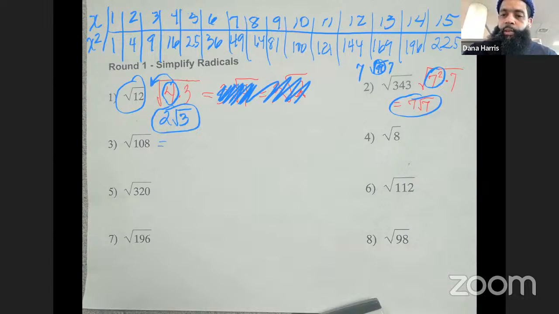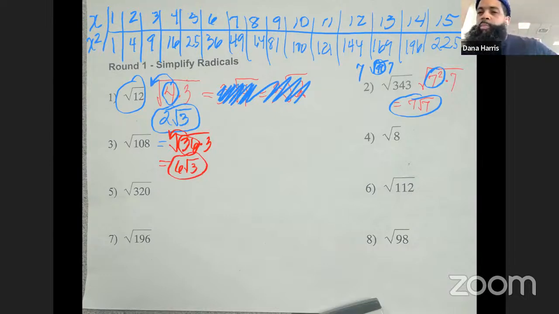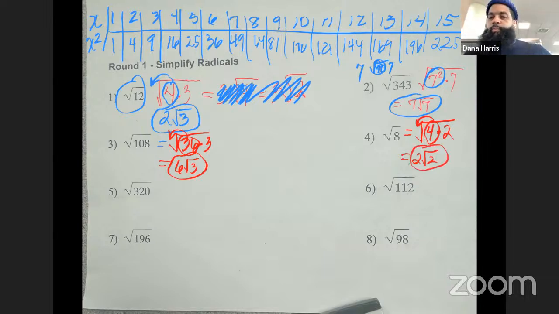When I get to number 3, I have 148. I'm sorry, 108. So 108 is the same thing as 36 times 3. 36 is a perfect square number, so we take that square root, which is 6, and we get 6 times the square root of 3. Now, I'm going to go through these pretty fast. I'll probably do a second video to break some of these down. The square root of 8 is the square root of 4 times 2. 4 being a perfect square number, we take the square root of 4 and put it out front, and we get 2 times the square root of 2.